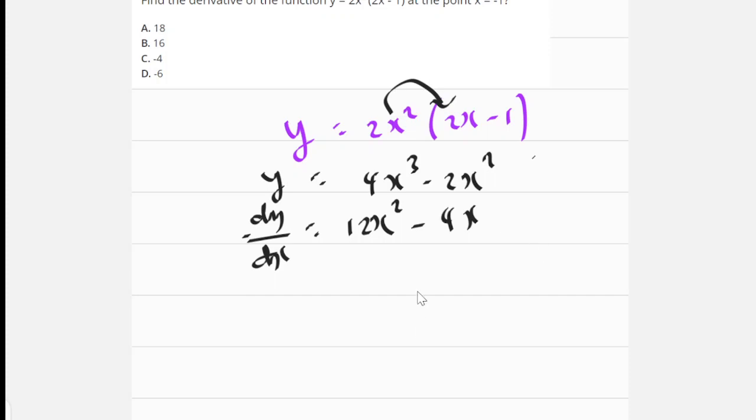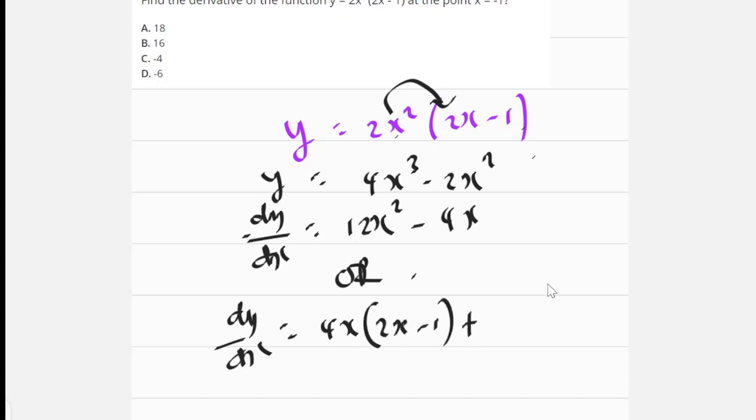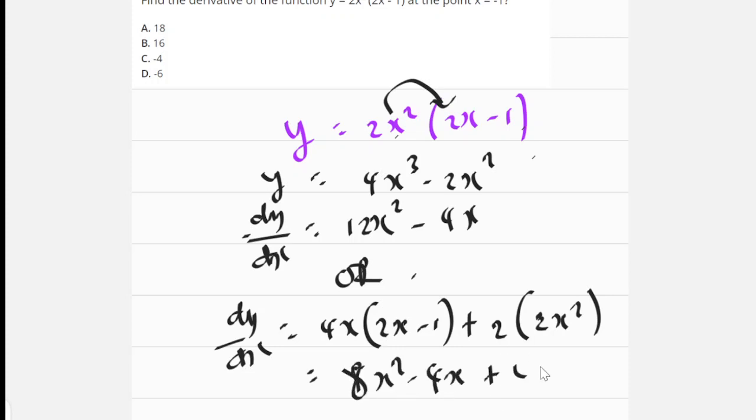Or if you don't want to stress yourself, you can use your product rule. What is the product rule? You differentiate the first one, you leave the second as it is. If you differentiate the first one, that will give me 4x, leaving the second as it is, 2x minus 1. Then plus differentiating the second, that is 2, leaving the first as it is, 2x squared. Then if you open the bracket, you have 8x squared minus 4x plus 4x squared. Can you see? If you add these together, you have 12x squared minus 4x.